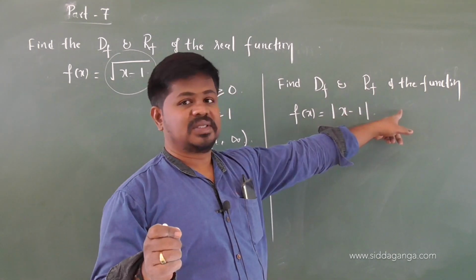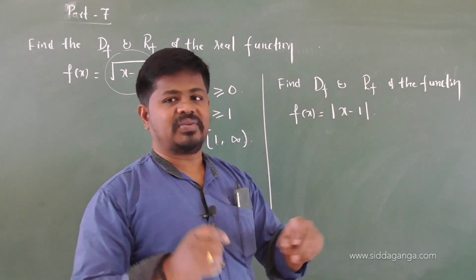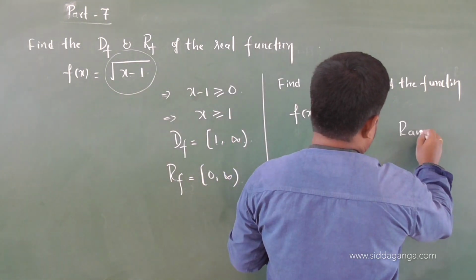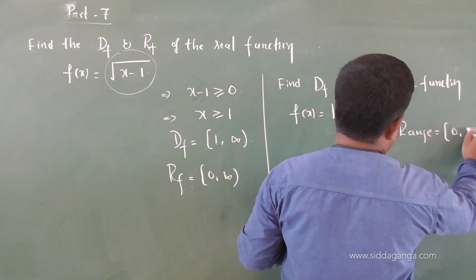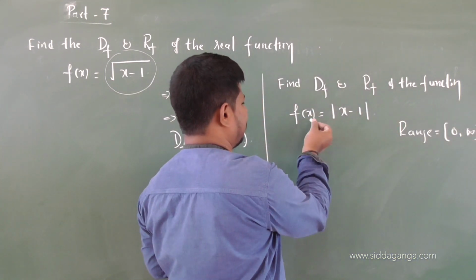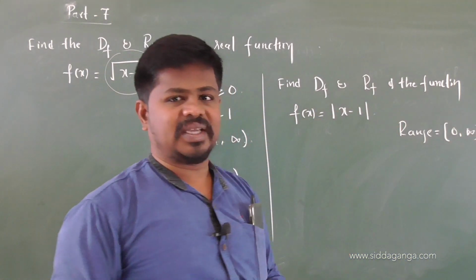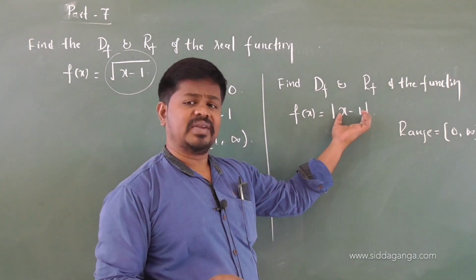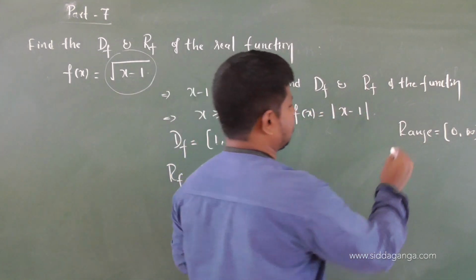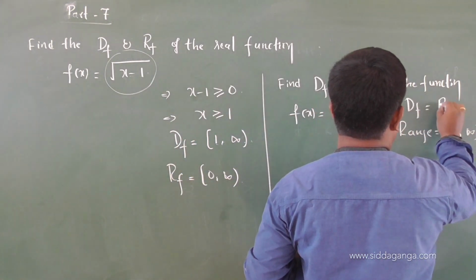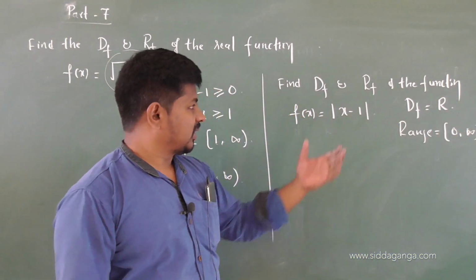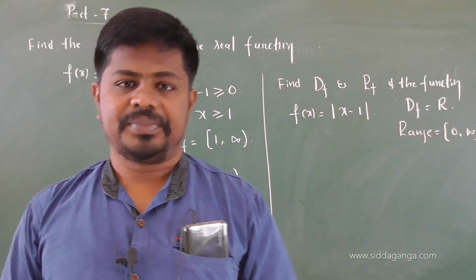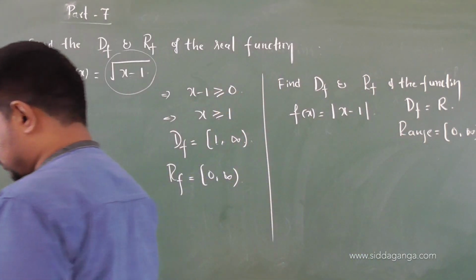The minimum range value you get is 0. For any other values you get values more than 0. So the range value I can write 0 to plus infinity. What is the domain? As I said before, x can be replaced by any value from the set of all real numbers. So the domain of the function is the set of all real numbers. As soon as you see the modulus symbol you can say it gives a positive value, so 0 to infinity. Right? So this is about the next question.